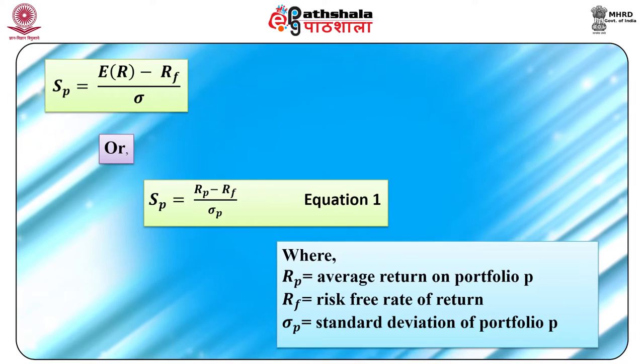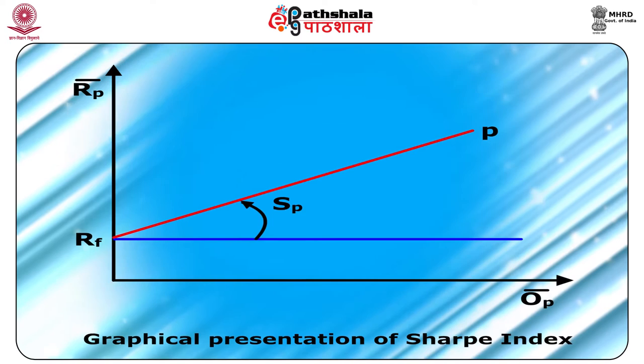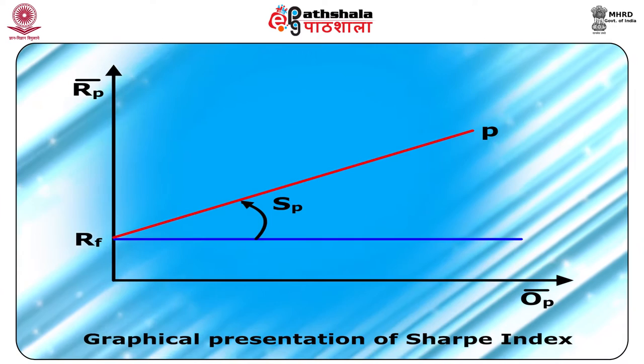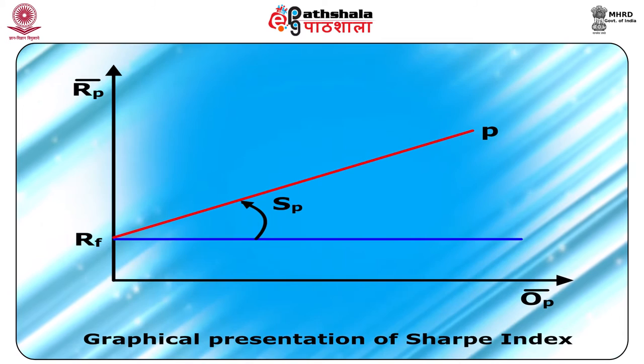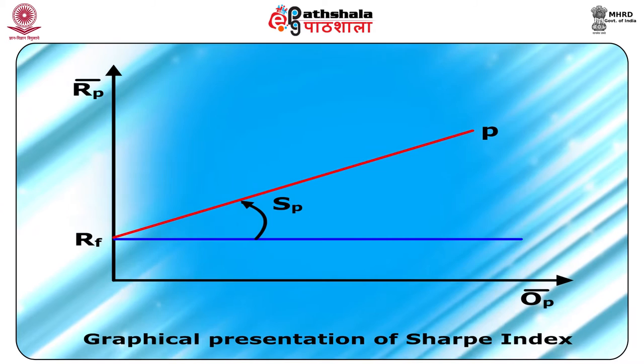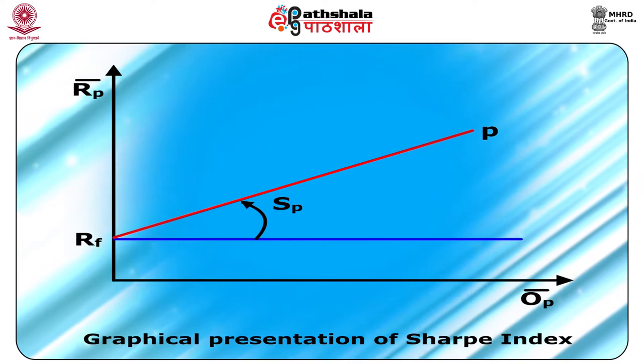The Sharpe's index is presented graphically in the figure shown below. This is figure 1, a graphical demonstration of Sharpe's model. On the x-axis we have taken the standard deviation of P, and on the y-axis we have taken the R of P. We have one horizontal line, and from this horizontal line we have a 45 degree line that shows SP. This is the graphical presentation of Sharpe's index.